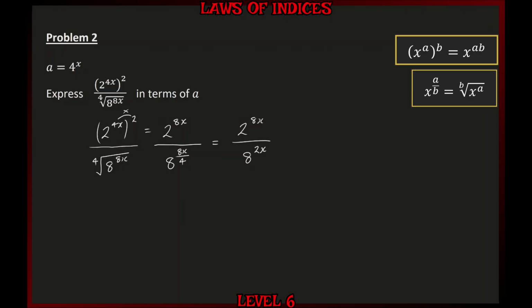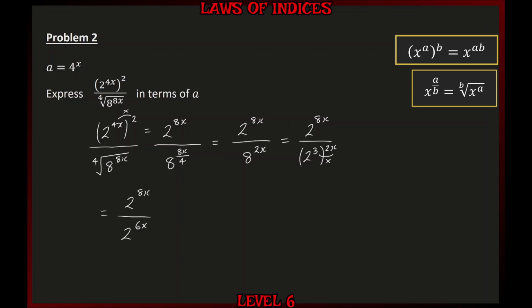And we notice here that 8 can be written as 2 to the power of 3. So our denominator becomes 2 to the power of 3, because 2 times 2 times 2 is 8, raised to the power of 2x. And our numerator remains as 2 to the power of 8x. Now, staying with the denominator and using our power law, we can simplify this by multiplying together 3 and 2x. So our fraction becomes 2 to the power of 8x over 2 to the power of 3 times 2x, which is 6x.